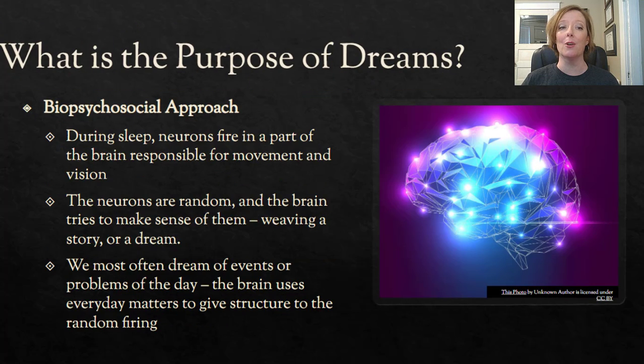So according to the biopsychosocial approach, during sleep, neurons fire in a part of the brain responsible for movement and vision. The neurons are random, so those firings are totally random, and the brain just tries to make sense of them. And basically what it does is it weaves a story or a dream. It doesn't have to have a meaning, it's just trying to make sense of those neurons, so there's no deeper purpose. We most often dream of events or problems of the day or that you've been experiencing recently. The brain uses everyday matters to give structure to these random firings.